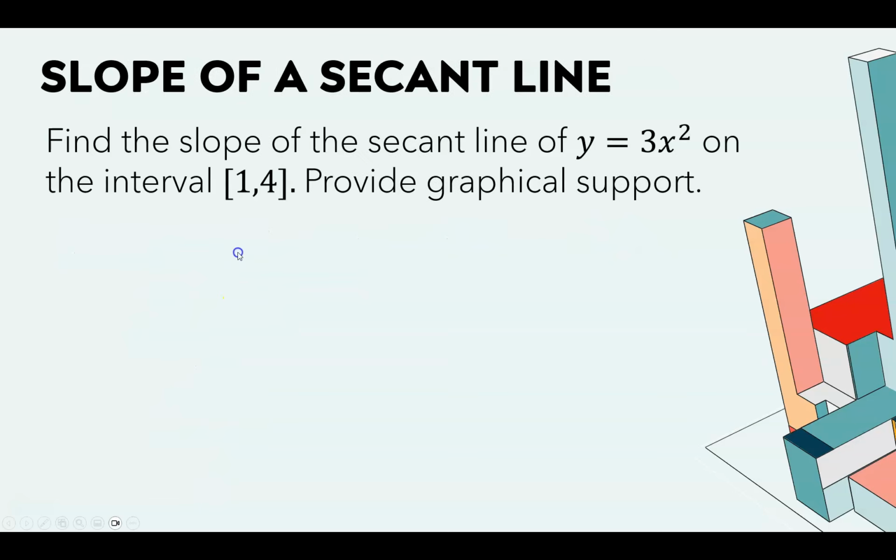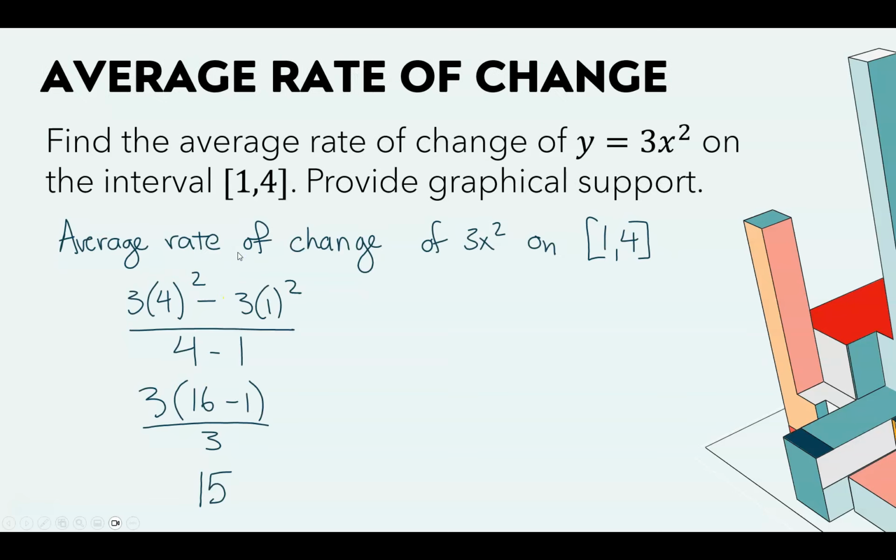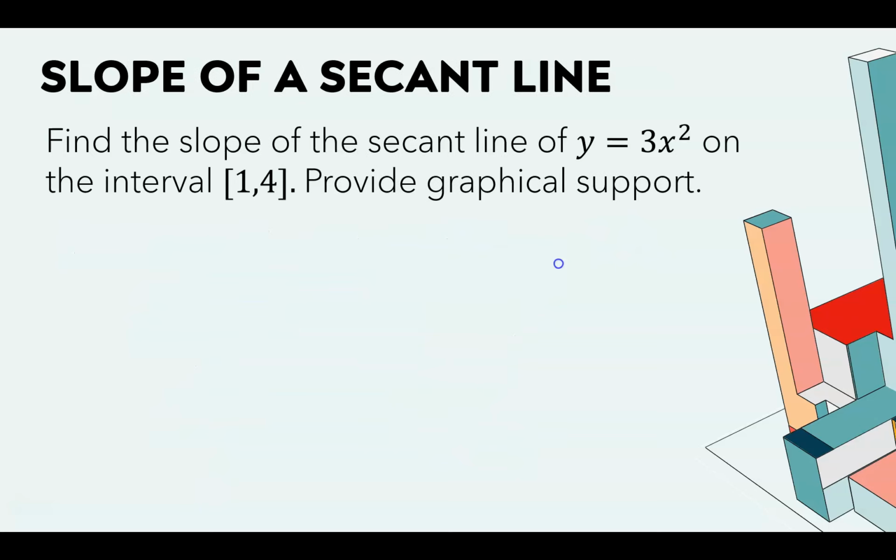So our graphical support, apparently I'm not willing to do ahead of time. So let's see, 3x squared is a parabola. And let's see, 1, 4. And, oh, this is 3x squared, a parabola. This is a pretty steep parabola. And, okay, so 15 seems like a pretty good, reasonable average rate of change.